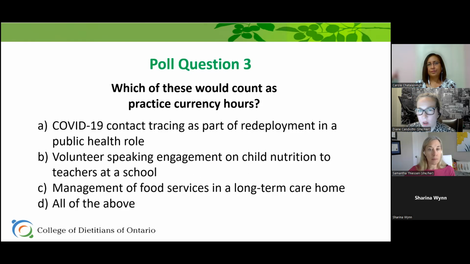All right, so which of these would count towards practice currency hours? A, COVID-19 contact tracing as part of redeployment in public health. B, volunteer speaking engagement on child nutrition to teachers at a school. C, management of food services in a long-term care home. Or D, all of the above. I'll give you a few moments to answer. Again, the poll is anonymous.